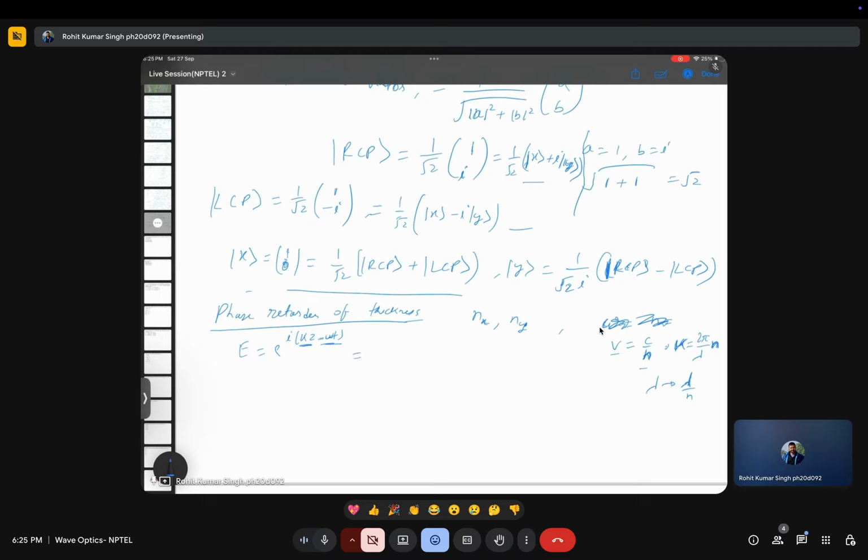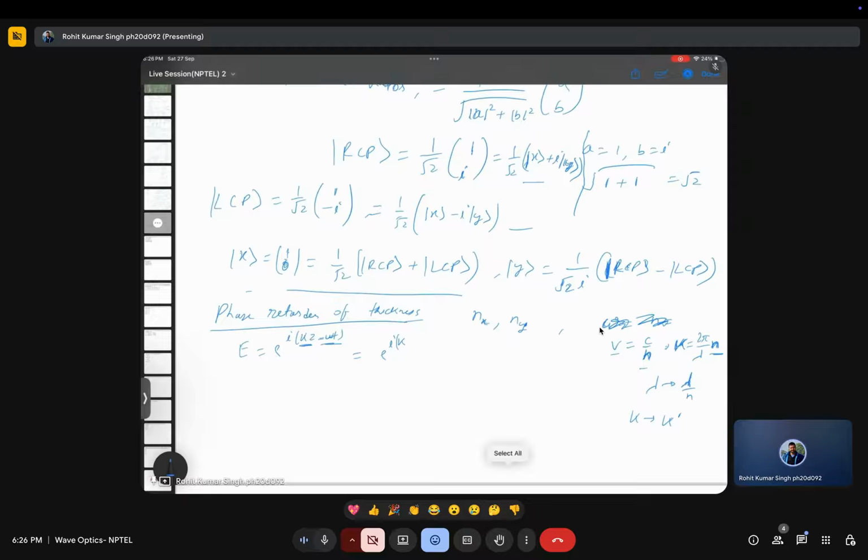Now inside the material, this k will change to a k prime, because it depends on the refractive index, and that will lead to a phase change.